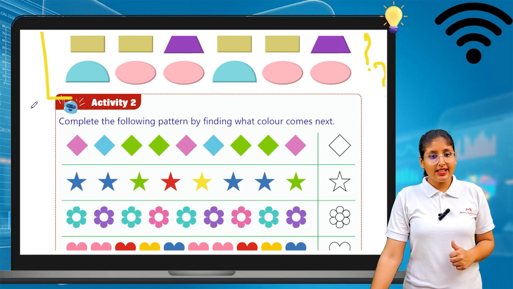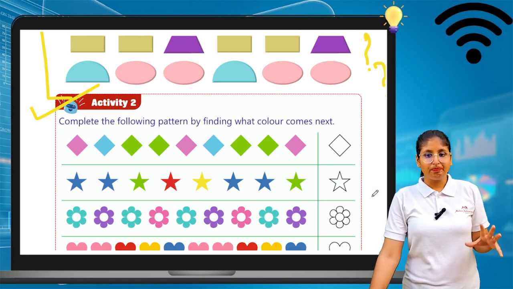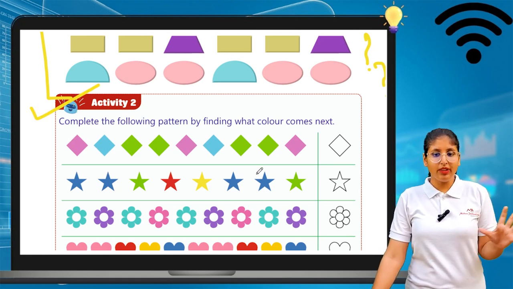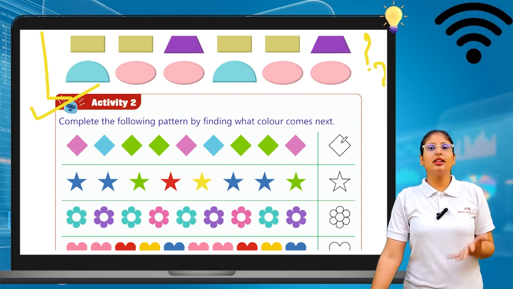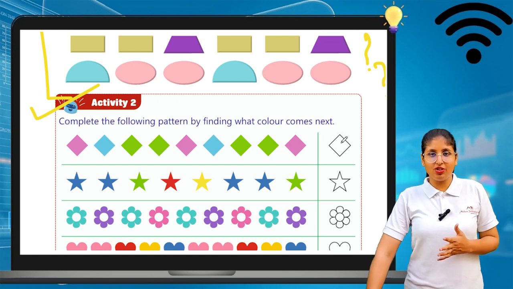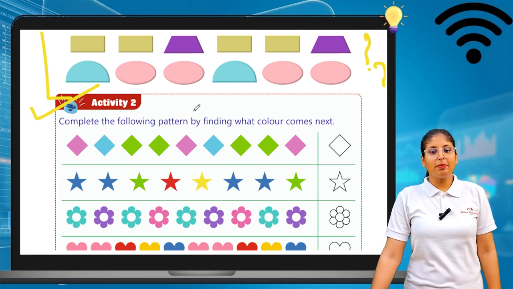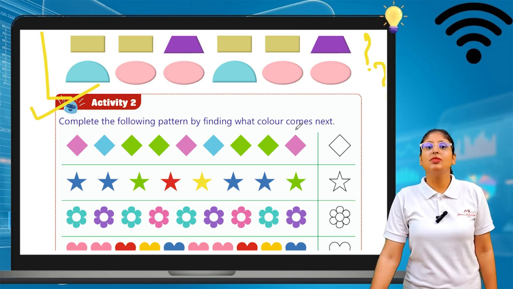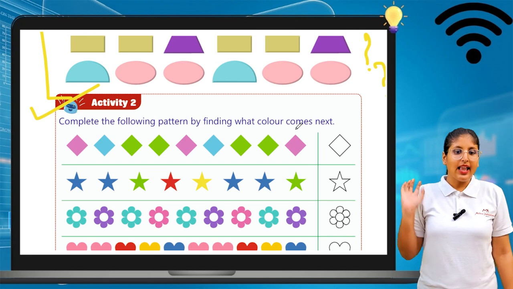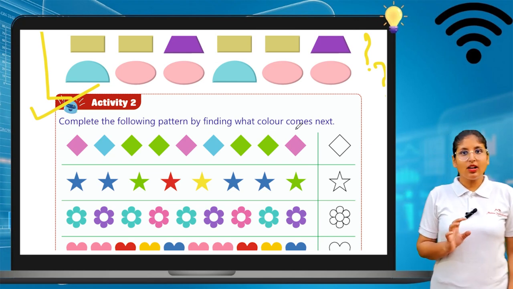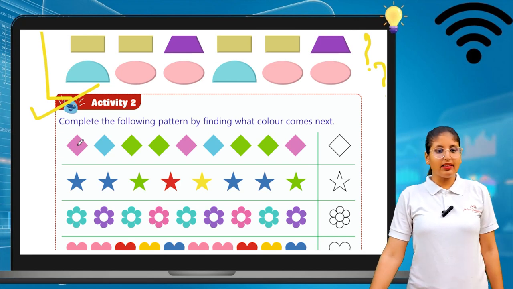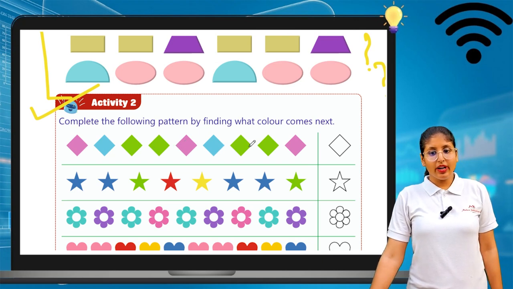For example, as in this image, one activity is given to you. Observe the pattern, then see which color is there in this shape. Complete the following pattern by finding which color comes next. Like in the first one, can you see the rhombus? One is pink, then blue, then two green, then one pink, one blue, two green, pink, then again which color comes?